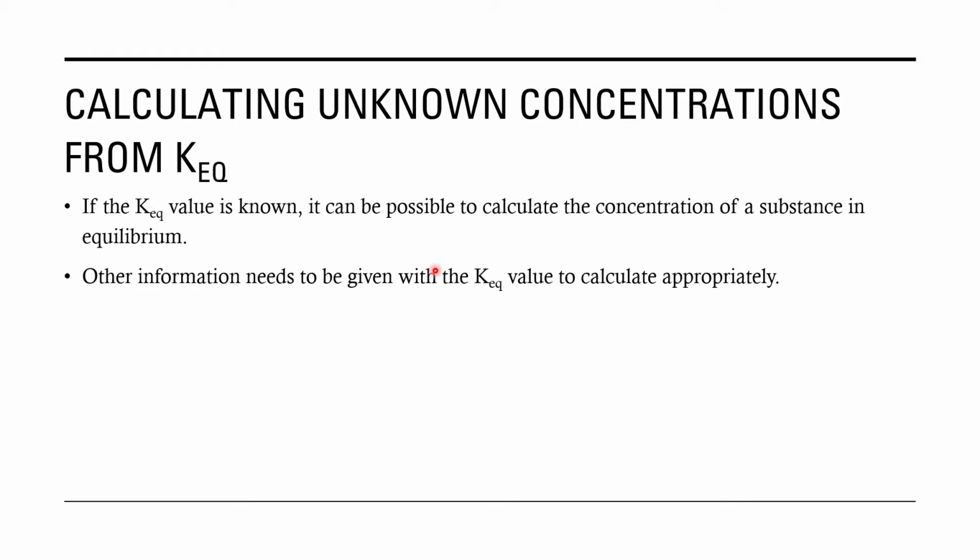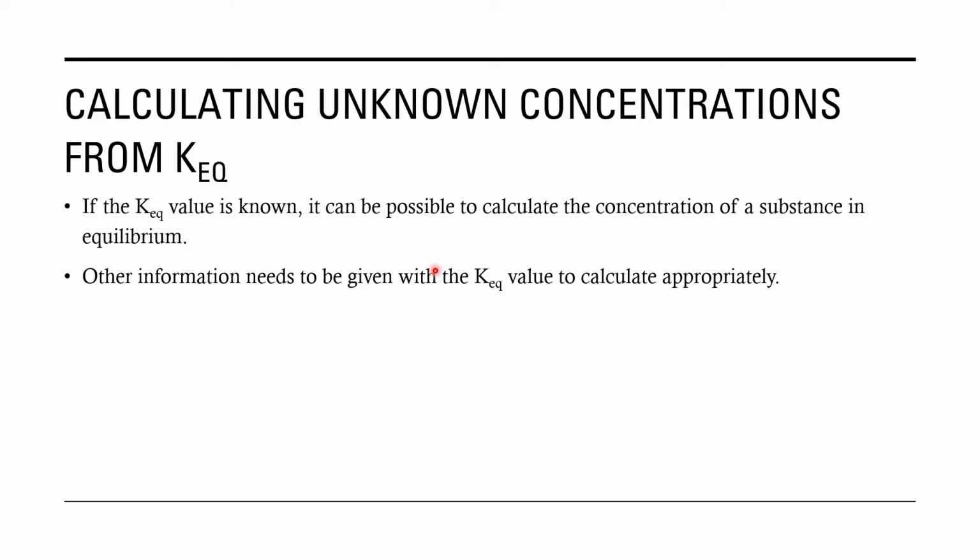So in a scenario where you know the KEQ value for the temperature that your system is in, what you can do with that information is calculate the concentrations of some of the substances that are already sitting there in equilibrium. Something to note though is you can't just magically calculate all of the concentrations at equilibrium just with the KEQ value. It is still one of those things where we are limited by our algebra.